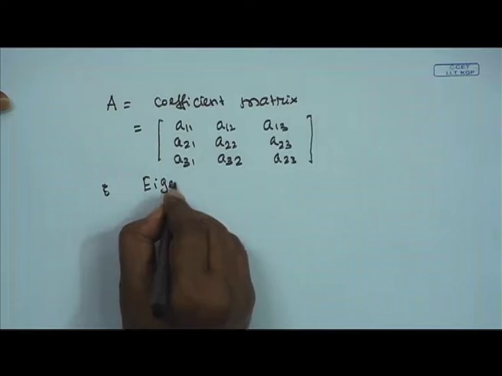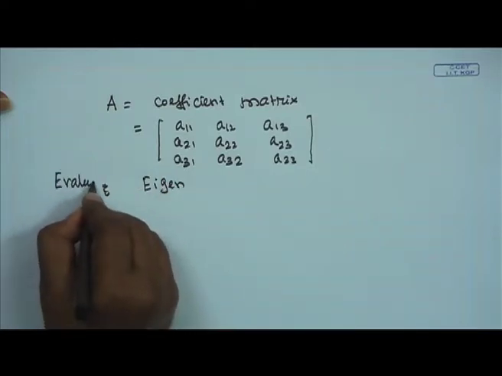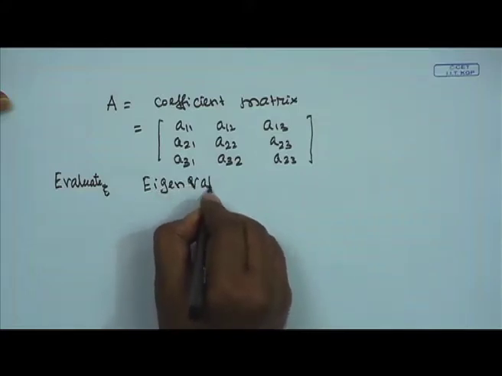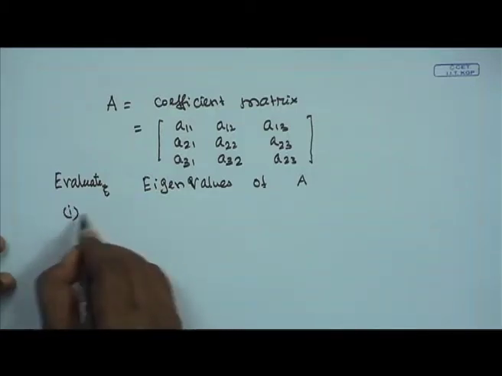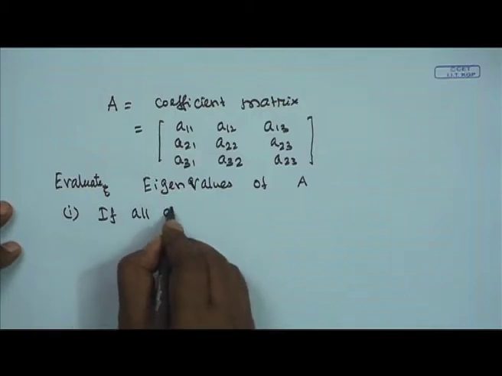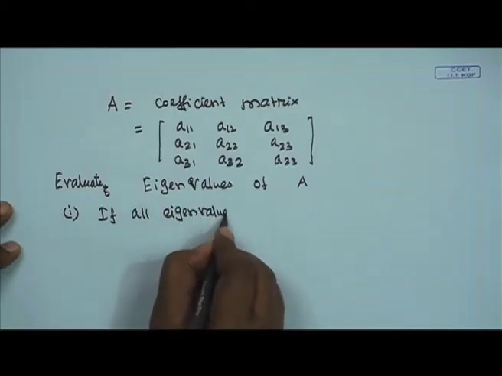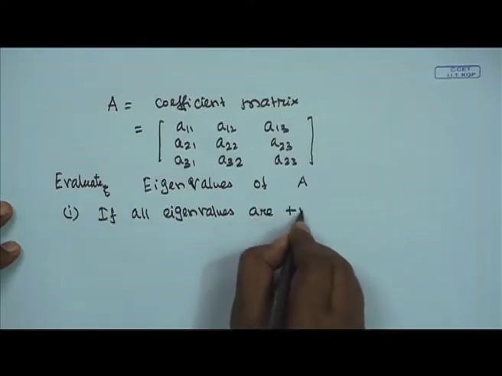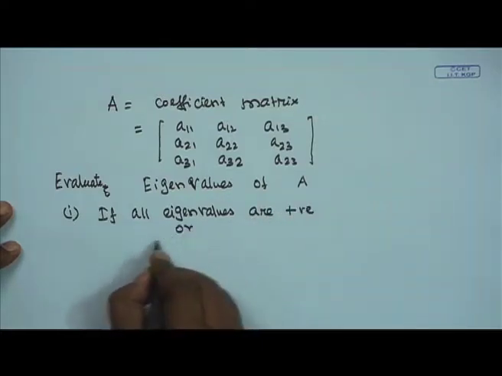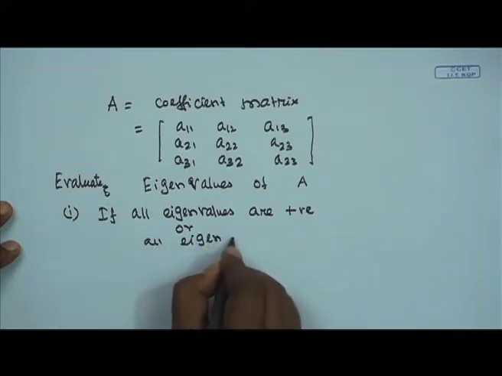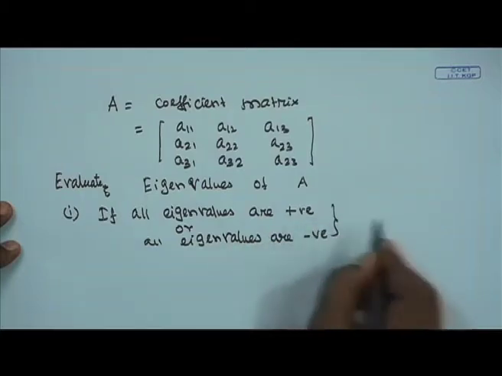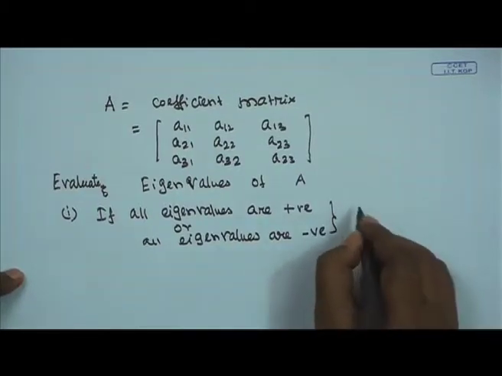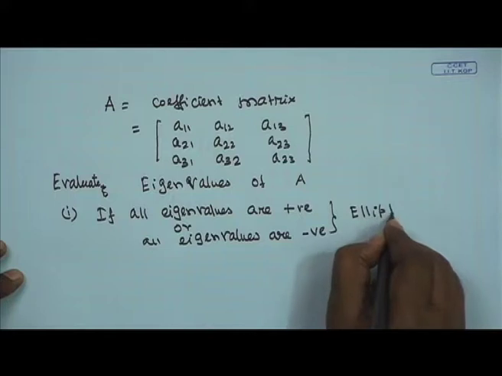So, we evaluate the eigenvalues of the coefficient matrix A. Now, if all eigenvalues are positive or all eigenvalues are negative, then the partial differential equation we are dealing with is the elliptic partial differential equation.